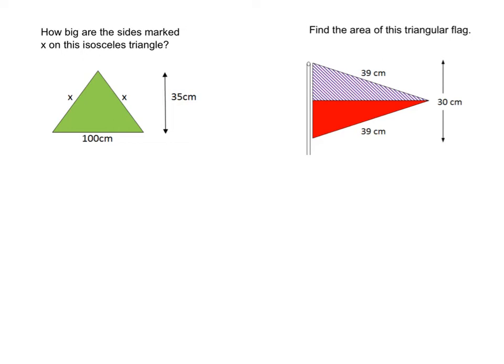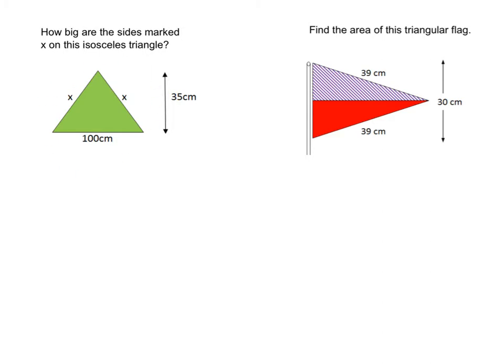It is very common for you to have to use Pythagoras in triangles or shapes that are not right-angled triangles. A very common trick is having to spot these right-angled triangles for yourself. Here on the left-hand side, I have got an isosceles triangle. I want to figure out how big these two sides are. I cannot use Pythagoras on the whole of this.